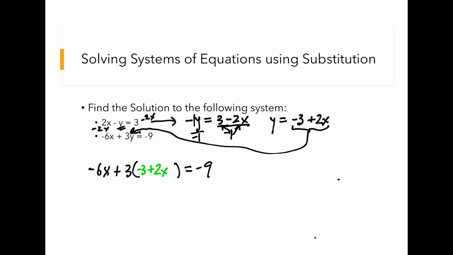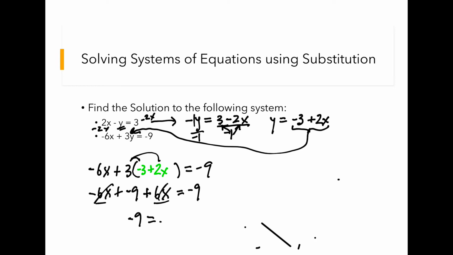And now we can distribute and simplify, solve this for x. -6x plus -9 minus 6x equals -9. Notice that, let's see, this is actually positive 6x. I have positive 3 times positive 2. So -6 and +6 eliminate, and I'm left with -9 equal to -9, which is a true statement.